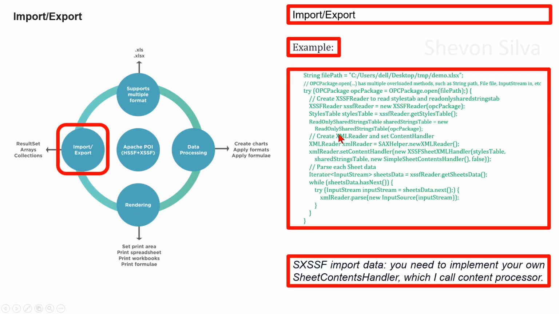As an example, we can consider this code segment, and this is about SSF import data. Here you need to implement your own sheet content handler, which I called content processor. In this code you can see here OPCPackage open has multiple overloaded methods such as string path, file, input stream, etc.